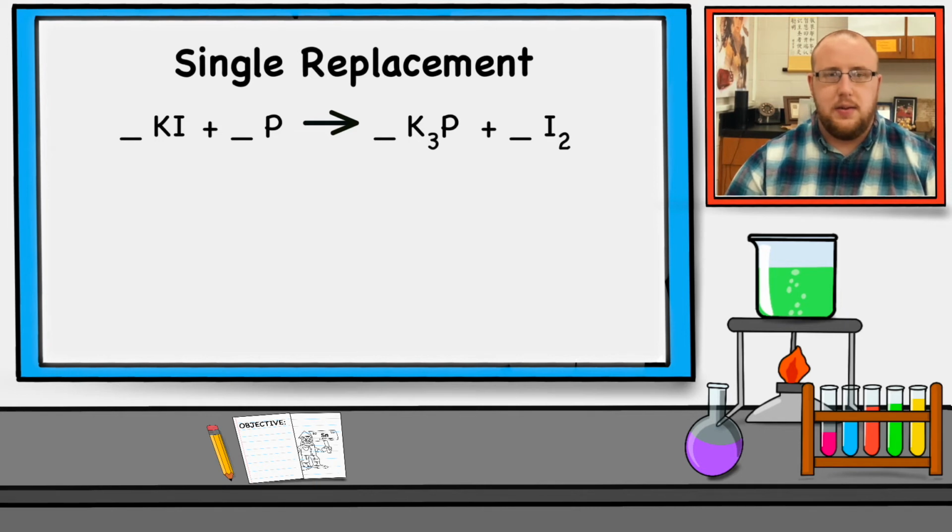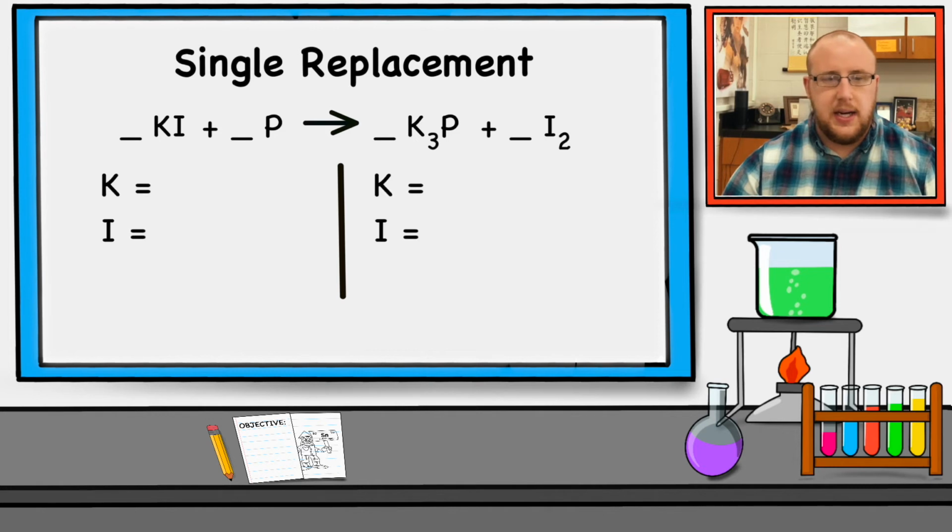Now we can start balancing. Okay, so I write down each element I have. On each side I have a potassium, an iodine, and a phosphorus, so I'm going to write that down on both sides. Now let's count how many we have. On our reactant side, our potassium iodide, we only have 1 potassium atom. It doesn't have a subscript or a coefficient, so there's only 1 of them. We have 1 iodine atom, same concept, no coefficient, no subscript. And we have 1 phosphorus atom, no subscript, no coefficient. So everything should be 1 on my reactant side.